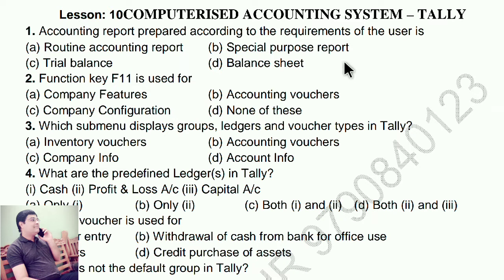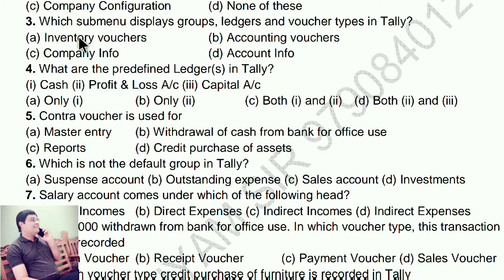Function key F11. F11 is used for what? To see the company features. Third one. Which sub-menu displays groups, ledgers and voucher types in Tally? The answer is D, account info. In account info, if you go, you can see all these things.